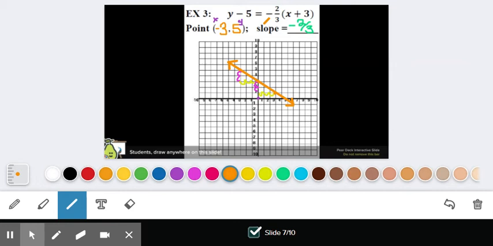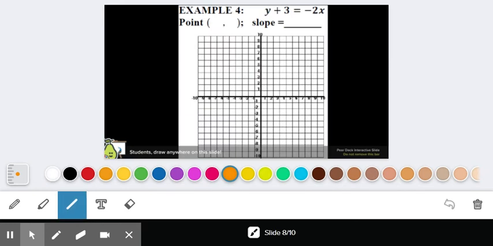Okay, and we're going to go ahead and head on to our last example here. Example 4. Oh no, we can do this. It looks tricky, but we can do it. Okay. So first thing that I need to find is my slope. But this doesn't look the same.